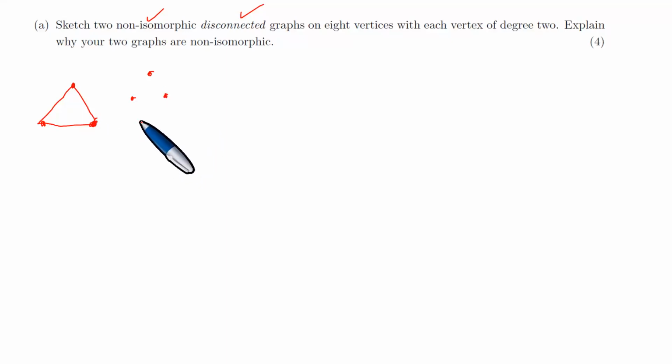So disconnected means that the graph must be 2 pieces of graphs. But we just need the graphs to be on 8 vertices. That's all. So surely these two graphs are on 8 vertices, 3 plus 5 is 8. So that is the one we drew, and we drew another one.